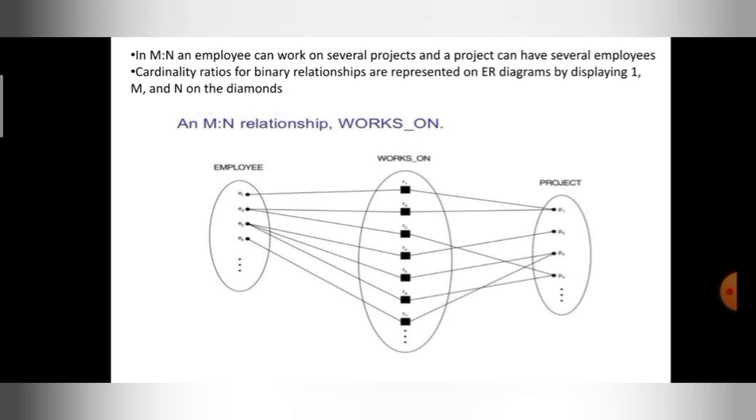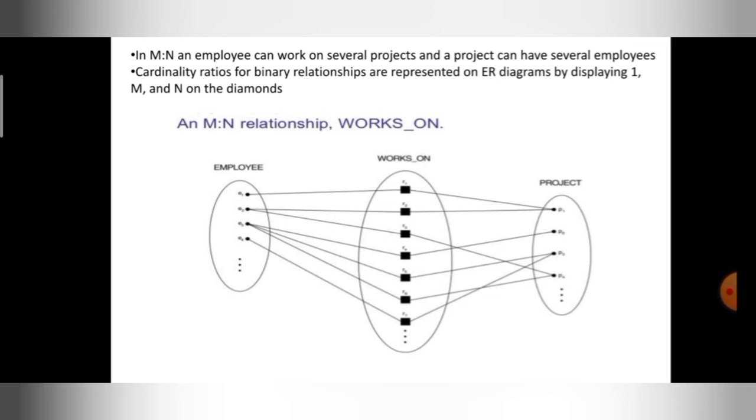In this way, I can specify how many instances can participate in a relationship. Hope you are understanding. Instances, you know that, right? The employee entity has 7 instances, the project entity too, like that. Any number of employees can be there in an office. Any number of projects can be there in an office. That is instances. Hope you are understanding, guys. Right?